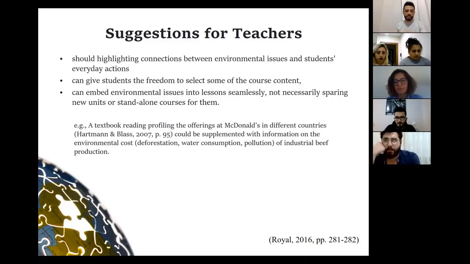So, for example, a textbook reading profiling McDonald's ads in different countries could be supplemented with information on the environmental costs. For example, deforestation, water consumption, pollution. McDonald's exists almost in every part of the world. So we can bring a text, we can bring a listening, an audio into our classroom, and we can deliver that message through this particular audio or text. It depends on how you design your course. That's most of the time in your hand.